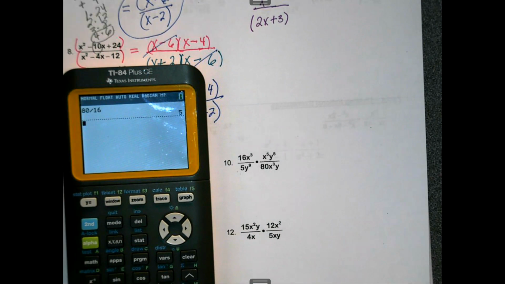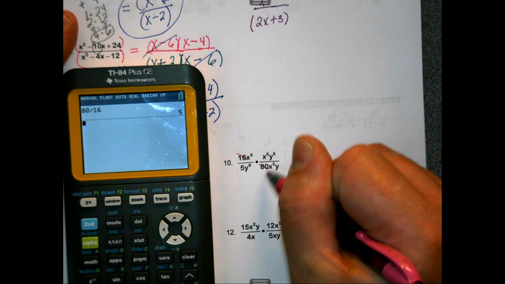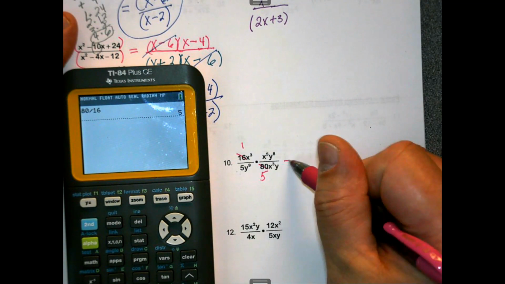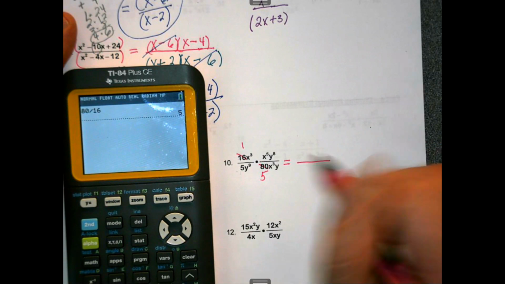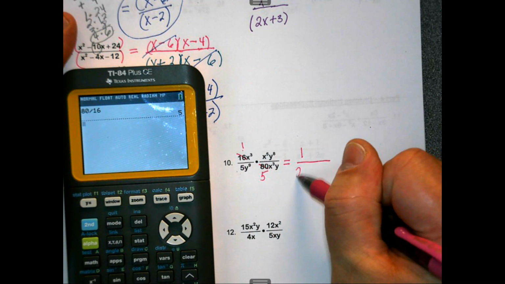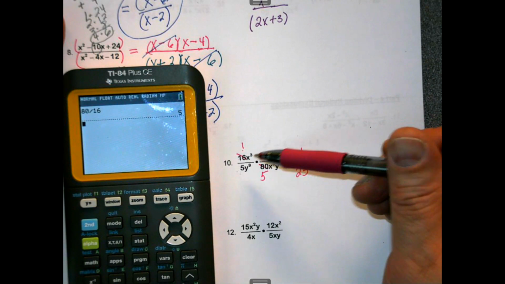And I get 5, so lo and behold, 16 as a factor of 80 goes in there 5 times. So there's my numbers. 1 on top. 5 times 5 is 25. Then I'm going to do my variables across.